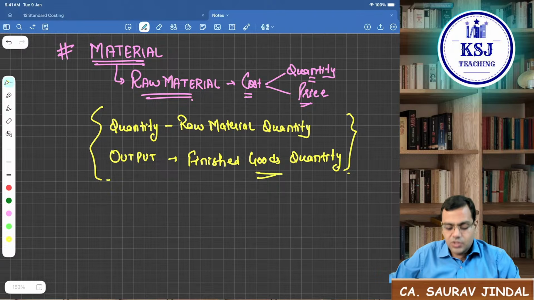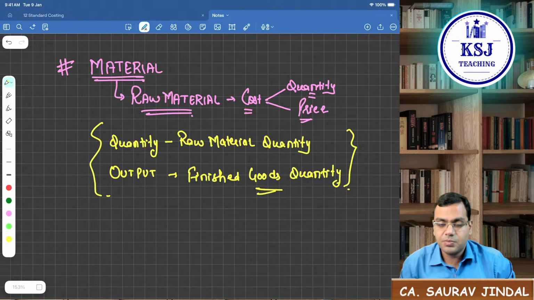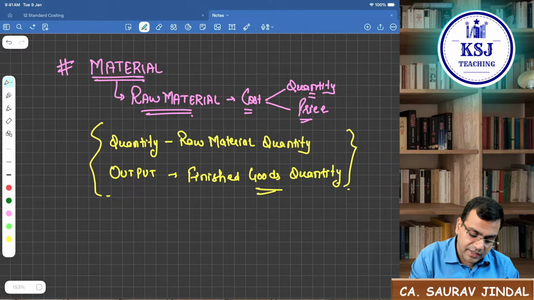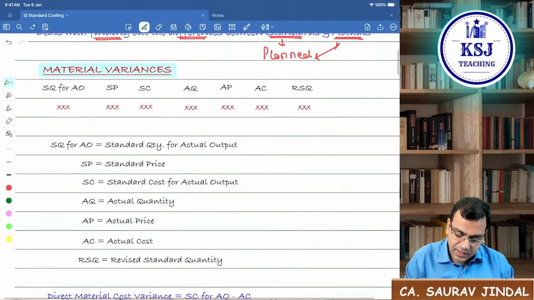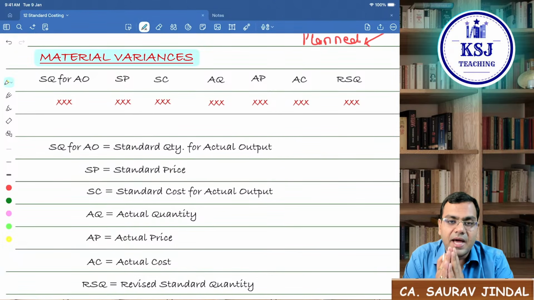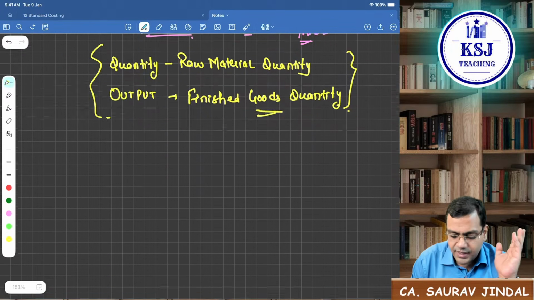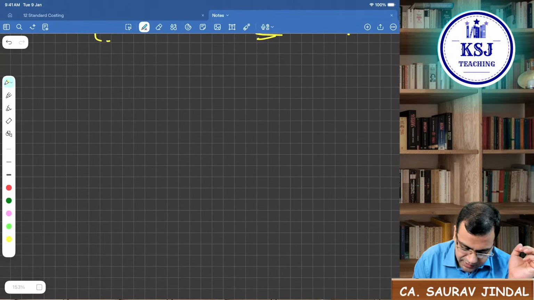Right? So now, I've given you that material variance can be for two reasons. One is price reason, another one is the quantity reason, right? So this is the table that we normally prepare. Now, as I told you that comparison should be, okay, I'll take one very simple small example here.